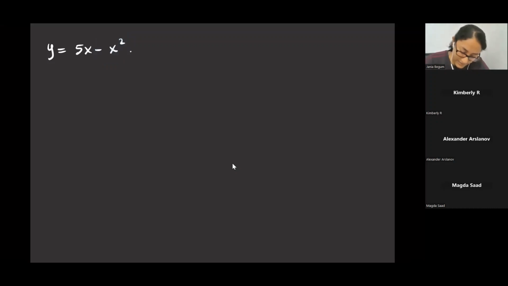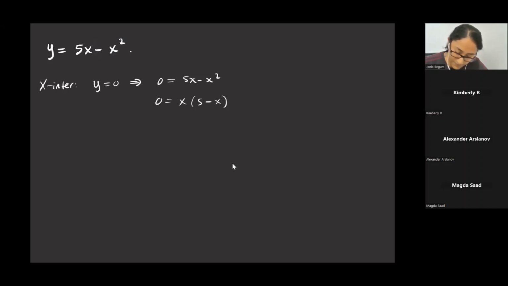So let's find the x-intercepts. First we'll find the x-intercept, so we'll set y equal to 0. You'll have 0 equals 5x minus x squared. Factor the right-hand side. I'll pull out an x, that'll give me 5 minus x. So the x-intercepts are 0 and 5, right?